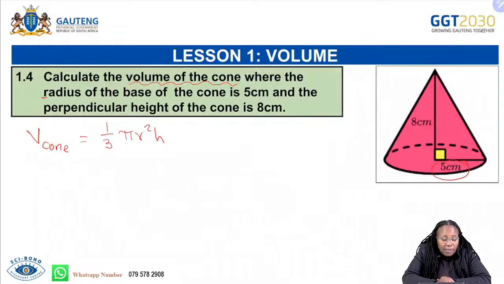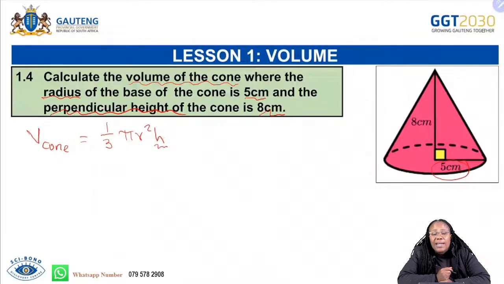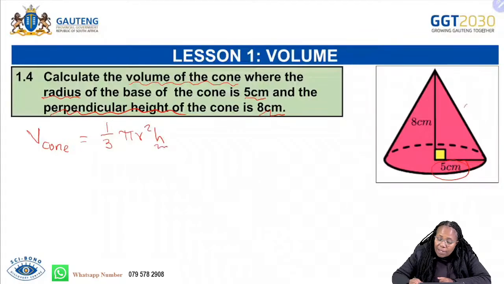And then this is the radius 5. And then the perpendicular height of the cone, perpendicular height is 8 centimeters. That means, grade 12, for this height, you can't substitute any height. We only substitute the perpendicular height. If you are given a slant height, you can't use the slant height. You can use Pythagoras theorem to find the perpendicular height of that shape.